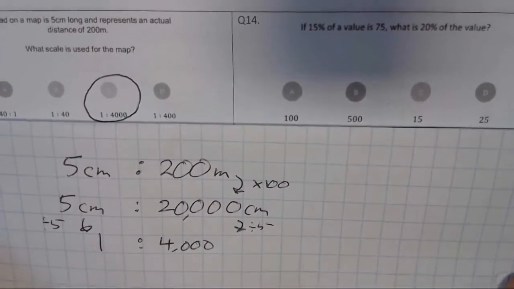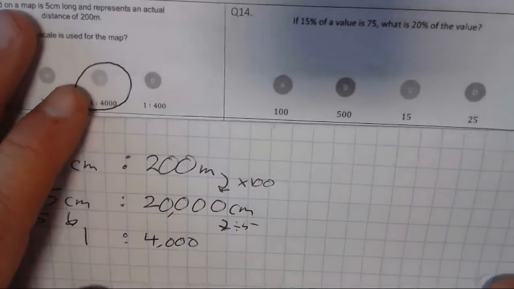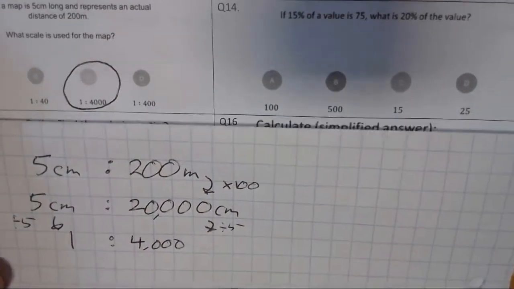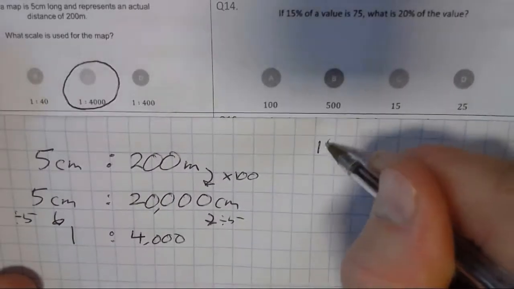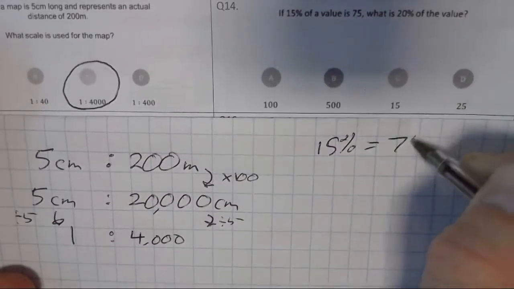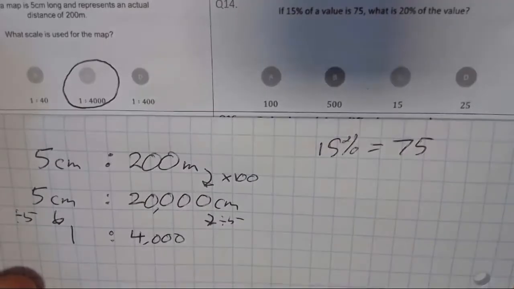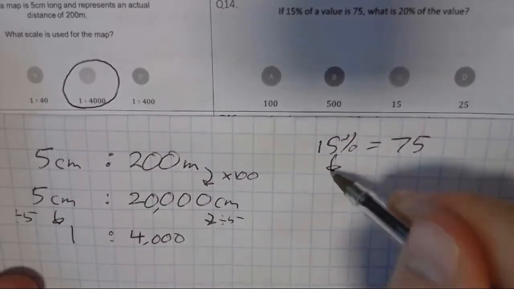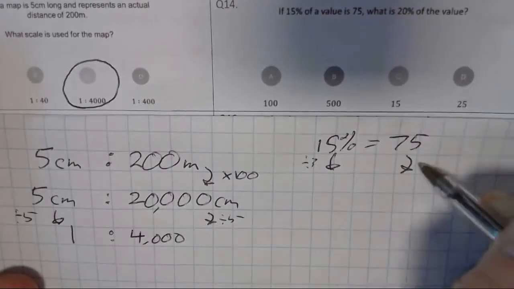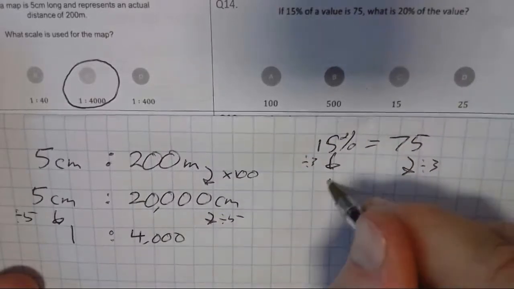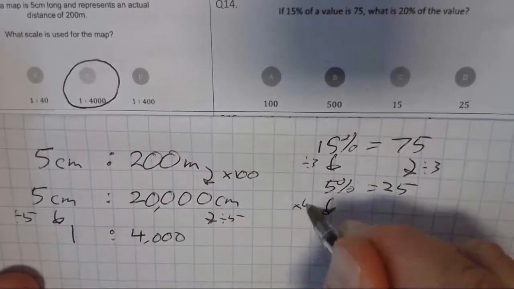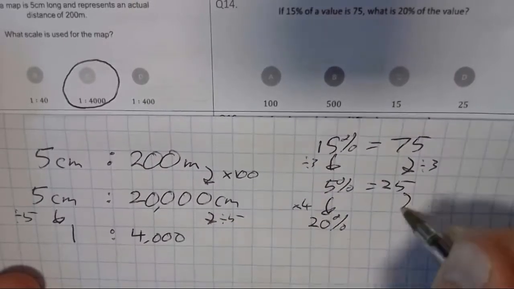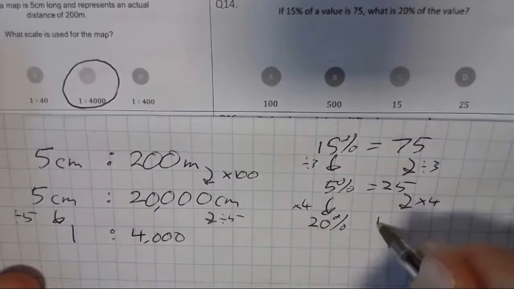Right, question 14. If 15% of a value is 75, what is 20% of the value? So 15% equals 75. Now, to go up to 20%, I'm going to go down to 5% and then multiply it by 4. If I divide this by 3, I can see that these both nicely divide by 3. So I know that 5% is 25, and then I can times that by 4 to get to 20%, which is 100.